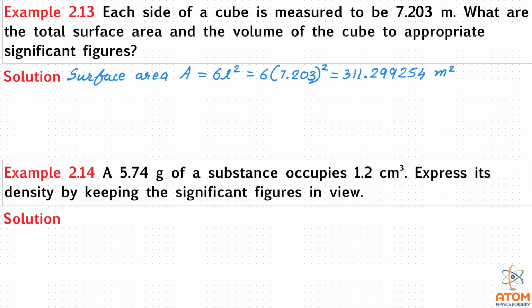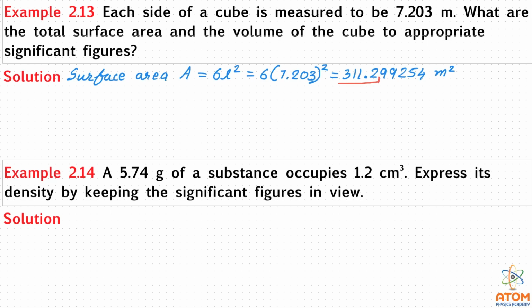Now this is a case of multiplication because here we are multiplying L with L. As per the rule of multiplication, the answer should have significant figures equal to the least significant figures in the input value. The input value is L only, both times it is L only, and it has 4 significant figures. That's why we have to reduce this answer up to 4 significant figures, means I have to reduce this answer up to here.